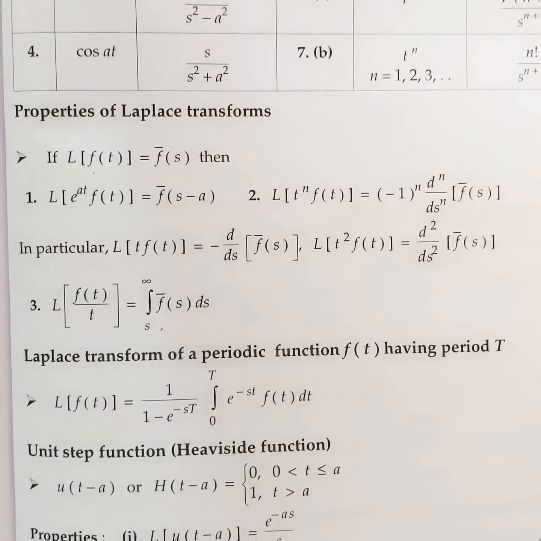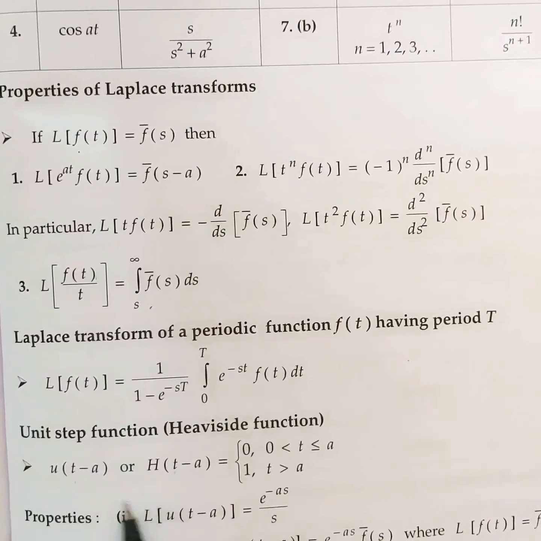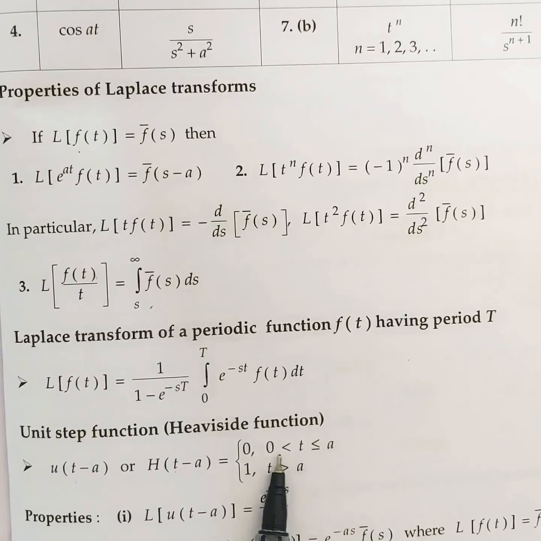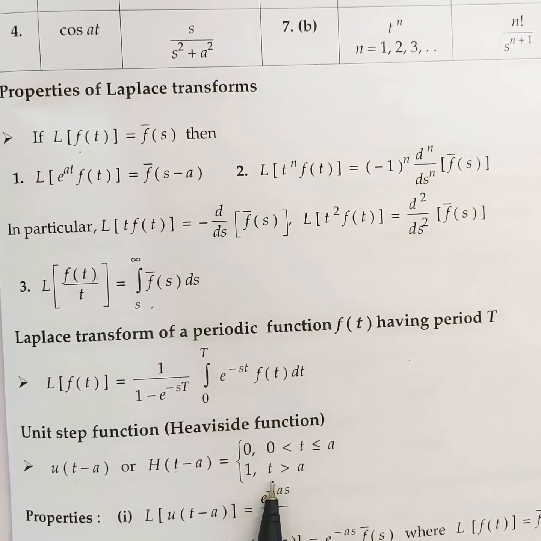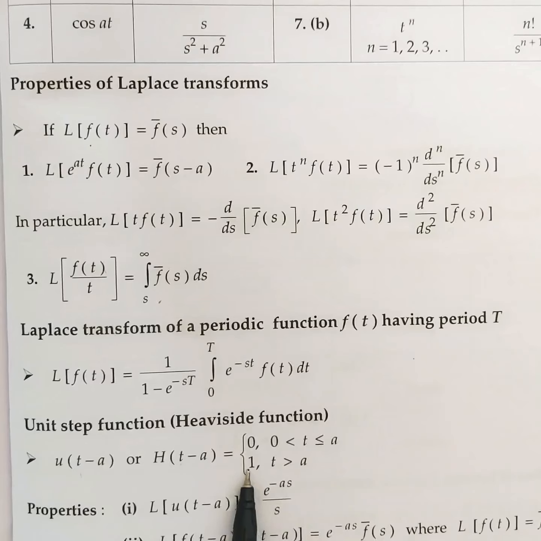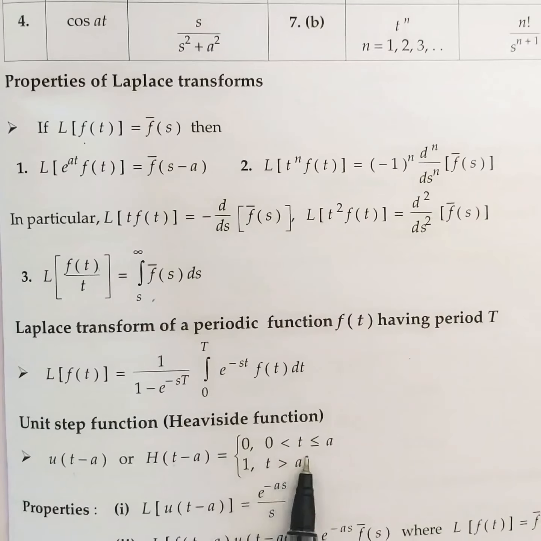And then finally in the last class we started studying about unit step function, and we know what is unit step function. It is 0 from 0 to a, and from t greater than a the function is always 1. That is why 1 is nothing but unit, right? So always we call it as a unit step function or heavy side function.